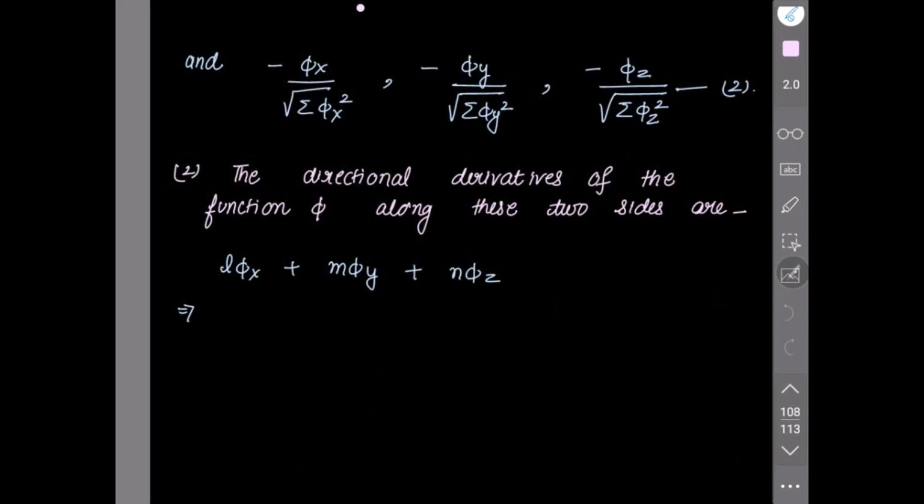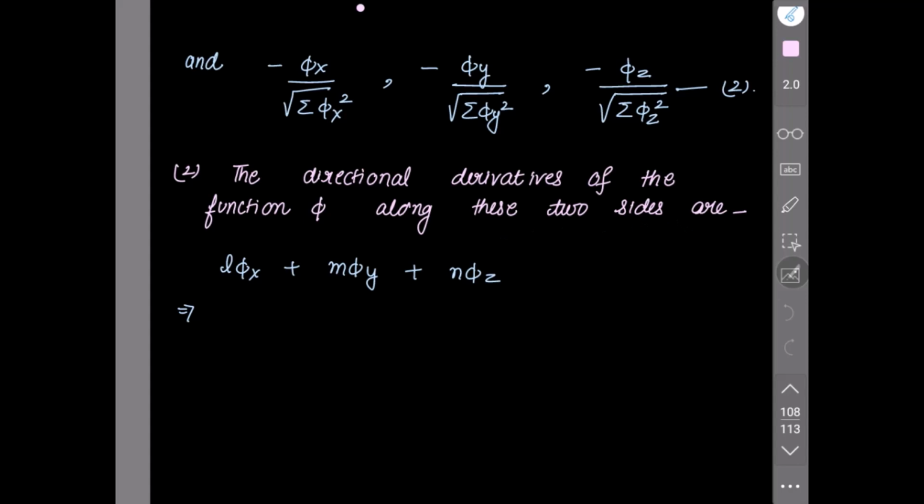And also the negative one, right? Because for the lower side, this will be minus phi x over root of summation phi x square, minus phi y over root of summation phi y square, then minus phi z over root of summation phi z square. Again, I am saying that summation phi x square is equal to summation phi y square is equal to summation phi z square, which is one and the same thing, that is, the square root of phi x square plus phi y square plus phi z square, right? Now, the second point is the directional derivatives of the function phi along these two sides.